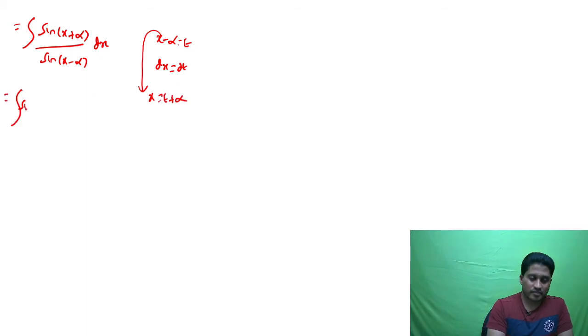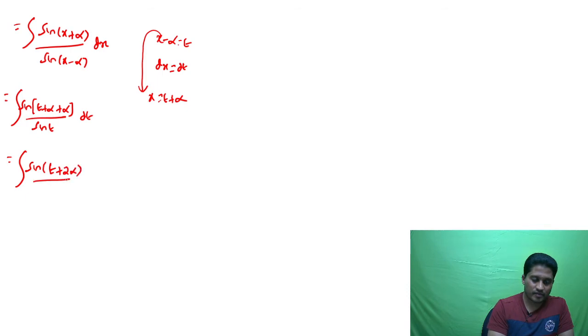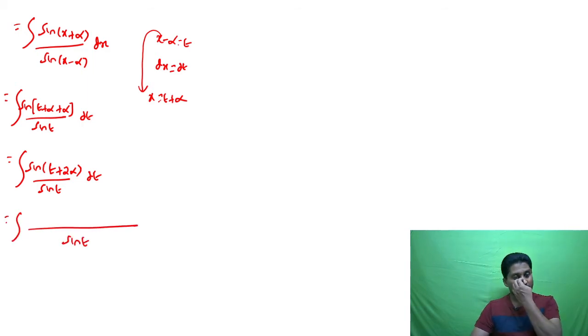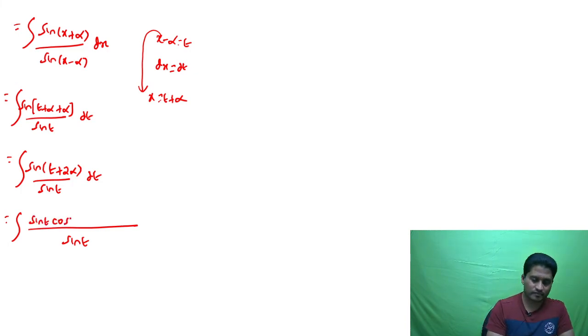So sin of x is equal to sin of t plus alpha, and dx is equal to dt. So this is sin of 2t plus 2 alpha divided by sin t into dt. Okay, so I'm going to keep the denominator sin t as it is. For the numerator, let us use the sin of a plus b formula. So this is equal to sin a into cos b plus cos a into sin b.